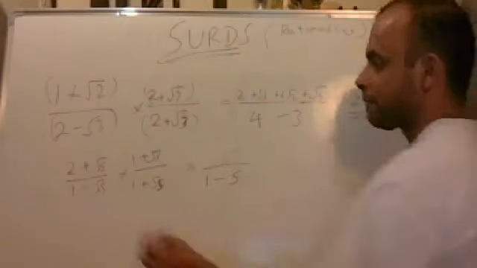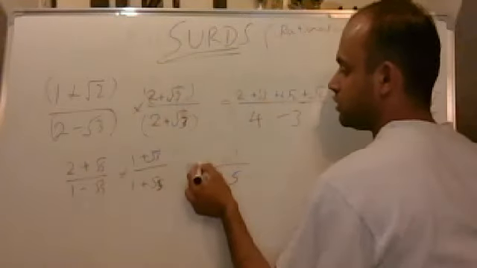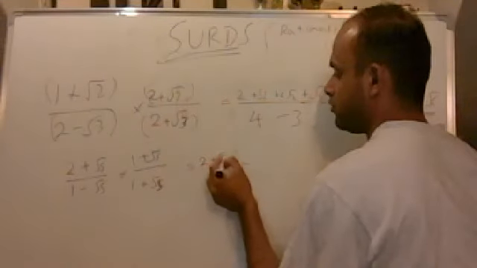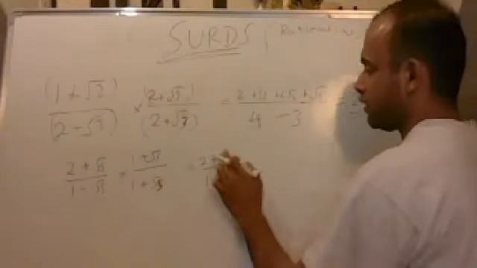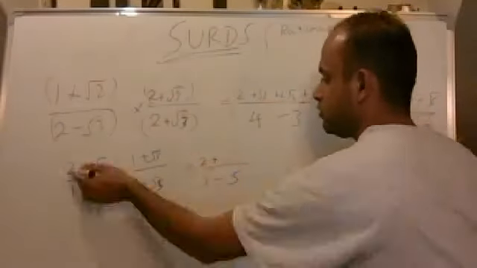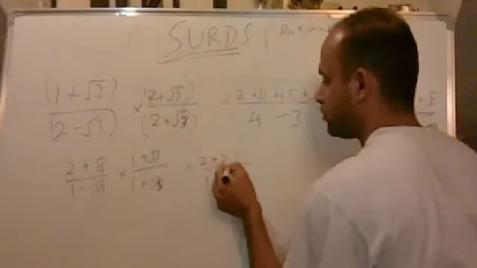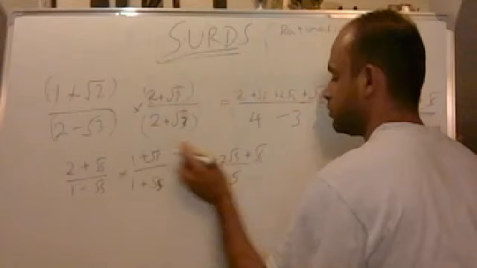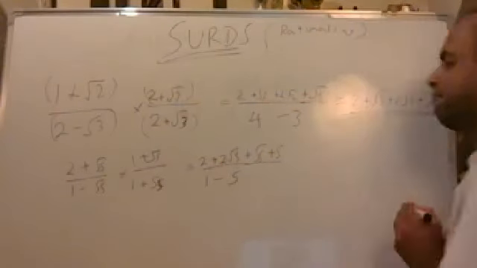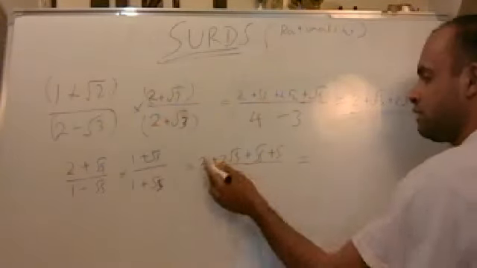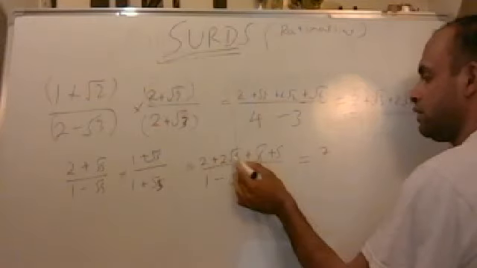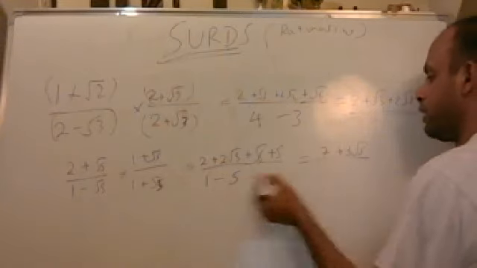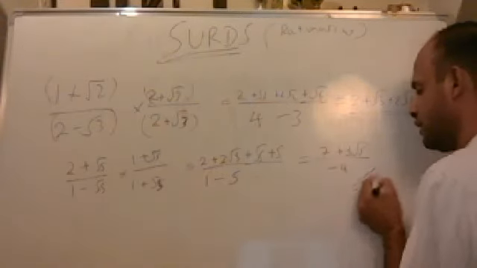Now at the top, 2 times 1 is 2, 2 times root 5 is 2 root 5, root 5 times 1 is root 5, and root 5 times root 5 is 5. So now let's simplify the top. 2 plus 5 is 7, 2 root 5 plus root 5 is 3 root 5, and 1 minus 5 is minus 4. And that's your final answer.